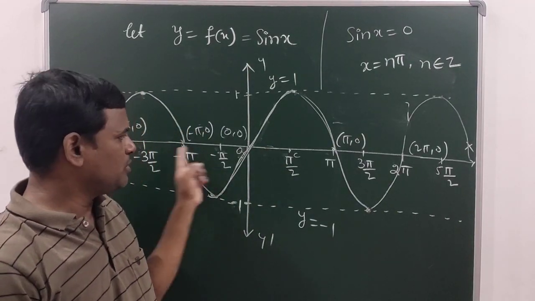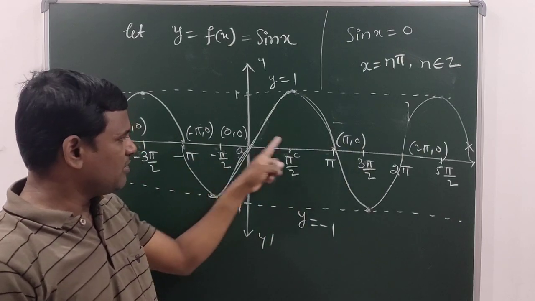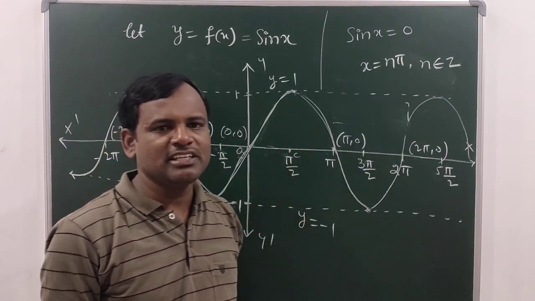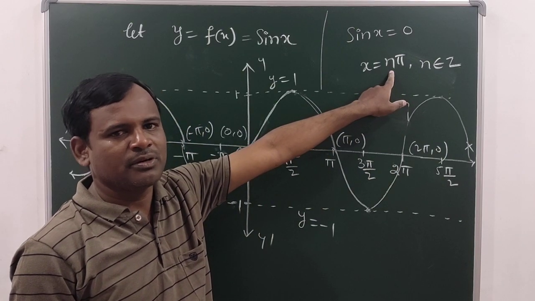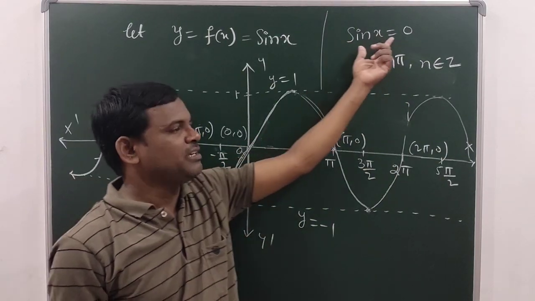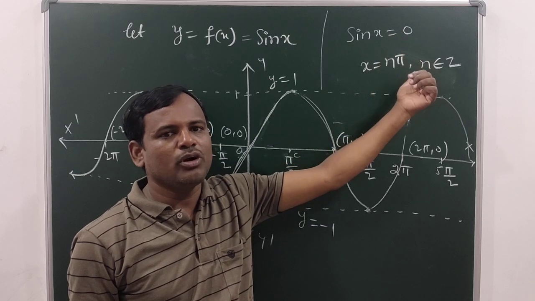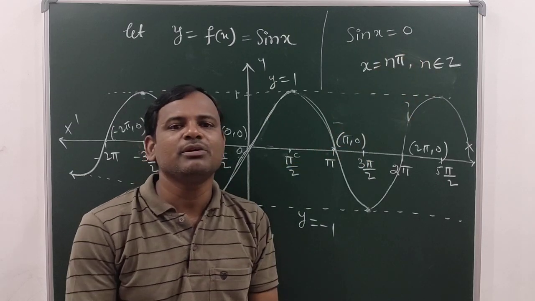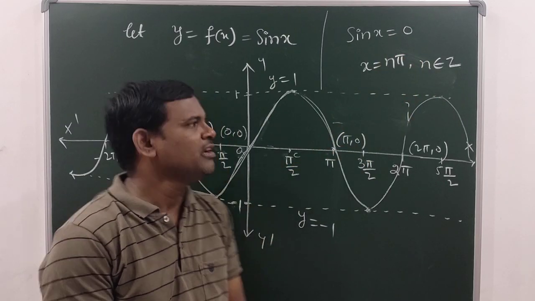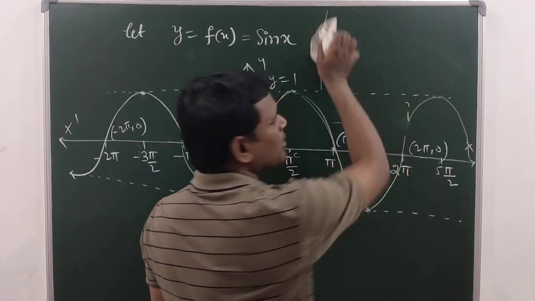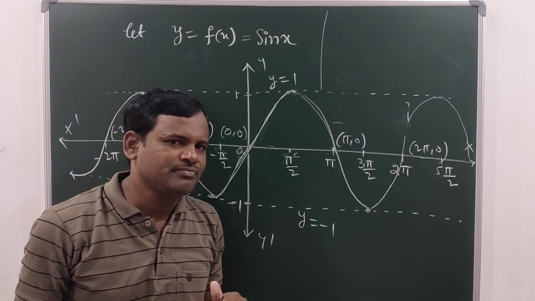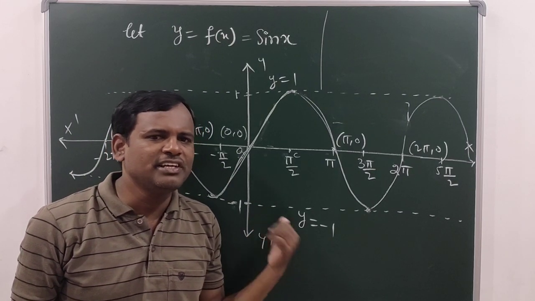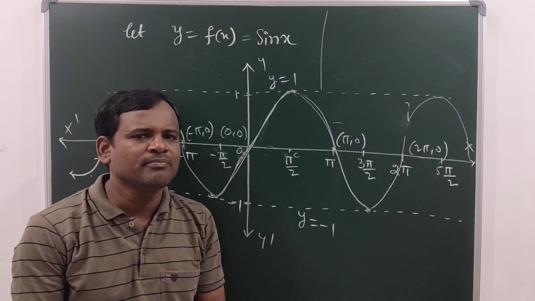Okay. So observe, see here, where the curve of sin x intersects the x-axis, at these particular values. So if this equation is given, then the solution is x equal to n pi. Okay, right. And also observe this sine function. It is a periodic function. How can you say whether it is a periodic function or not?